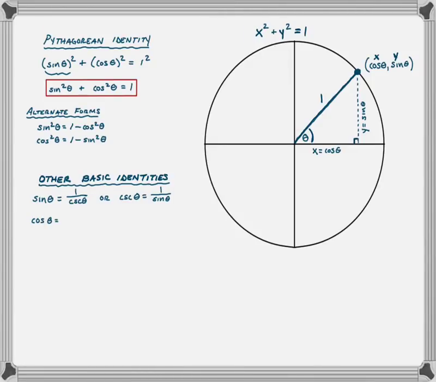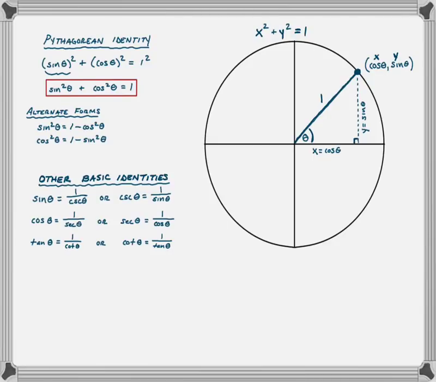And then cosine can be thought of as 1 over secant of theta, or secant can be thought of as 1 over cosine of theta. That's similar to what we talked about yesterday. I just want to get them identified up front, because we're going to be using these to make some simplifications. Tangent of theta is 1 over cotangent of theta, or cotangent of theta is 1 over tangent.